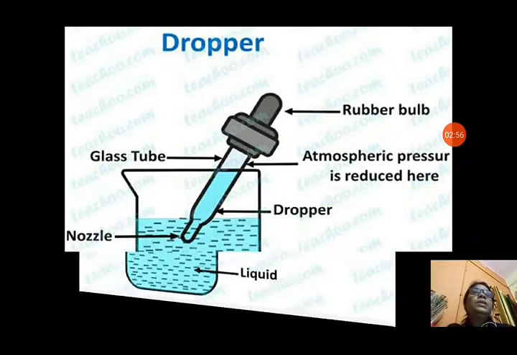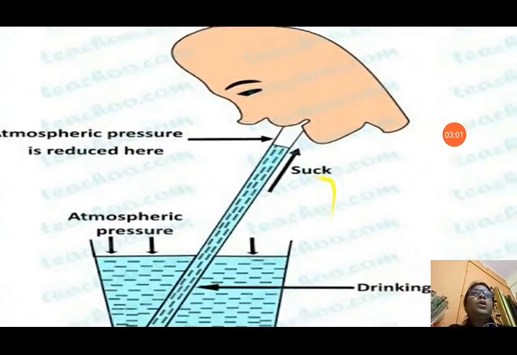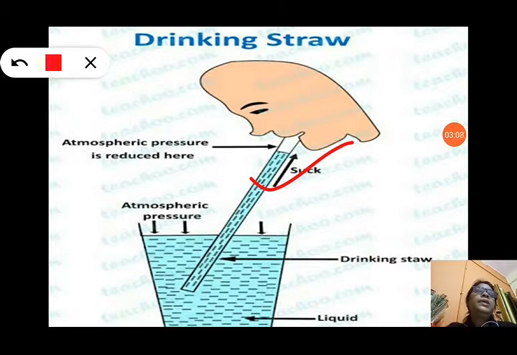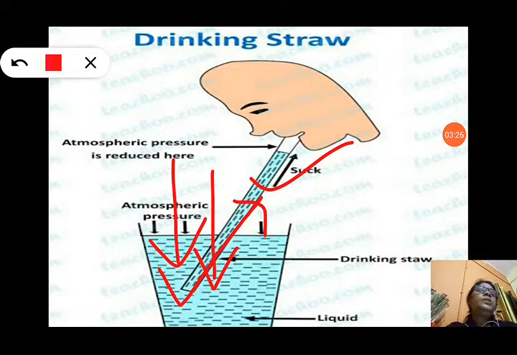Now next we will see the straw. The same process is there also. When we suck the straw, what happens? The straw becomes empty. The air inside the straw is reduced, so the air pressure is reduced inside the straw and atmospheric pressure is falling over the liquid. Whatever liquid we are drinking, the atmospheric pressure is falling over the liquid, and due to atmospheric pressure the liquid enters the straw and we can drink the liquid present in the container.